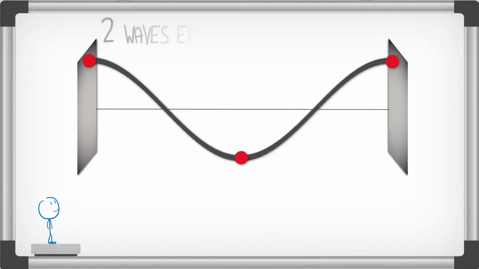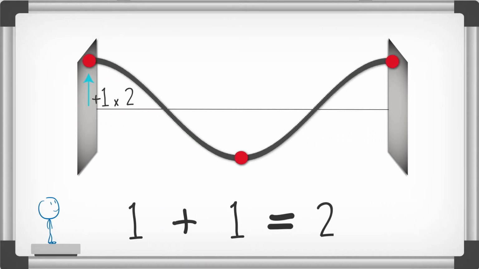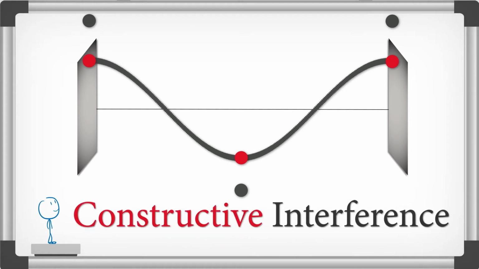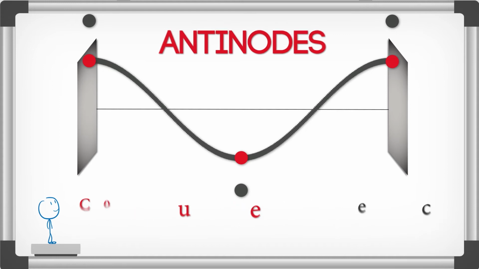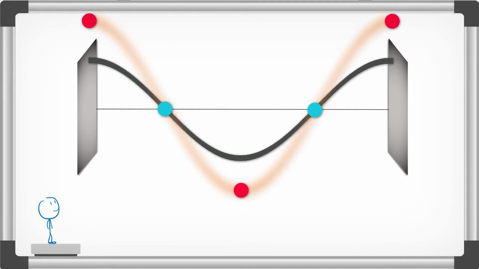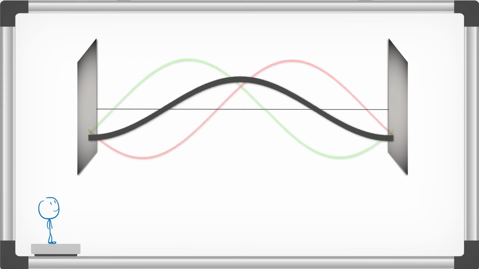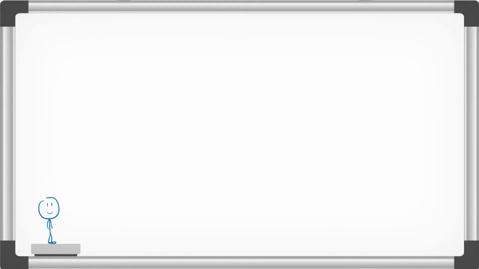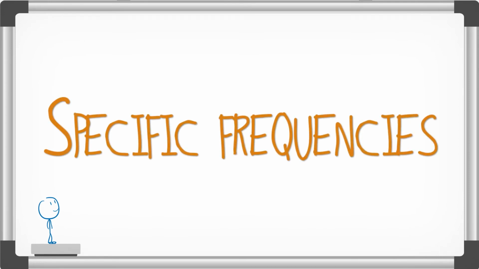After half a period, at these points we get 1 plus 1 equaling 2 meters. Since both waves added up to get a bigger wave, we call this constructive interference. And these points form the antinodes. At these points, however, we get 0 plus 0 equaling 0, which are points on the line, forming the nodes. The resultant wave at that instant is therefore a wave with twice the amplitude. At the end, we get a wave which alternates between a harmonic wave and a straight line, aka a standing wave.